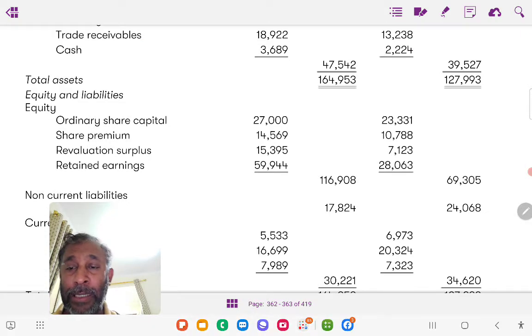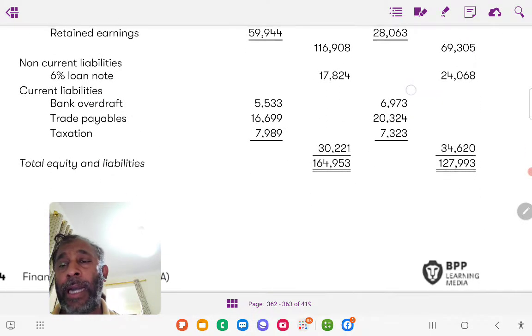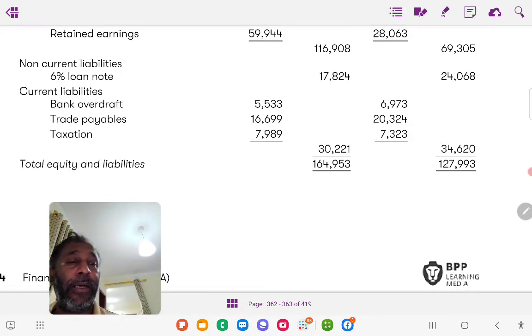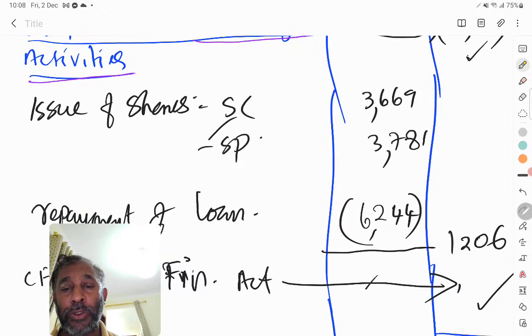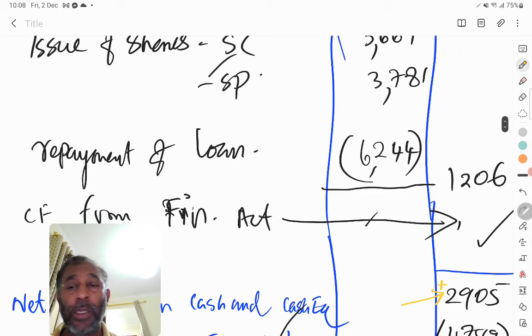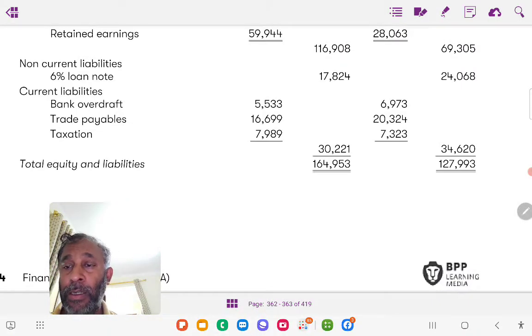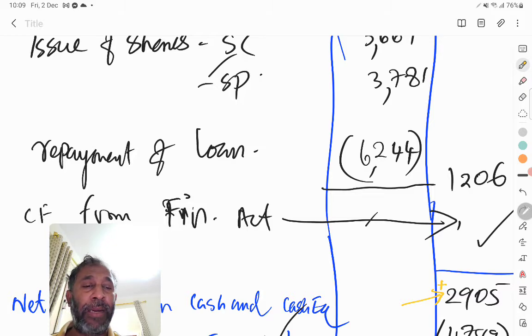So we are done with that, and the revaluation surplus we also looked after. Retained earnings, do not worry. Then we come down to non-current liability. We have a 6% loan note, 17,824, and last year 24,068, meaning we have repaid some of the loans. That is part of the financing activity, so repayment of loan, 6,244. And then current liabilities: bank overdraft, trade payables, and taxation, we have taken. So effectively we have taken everything.